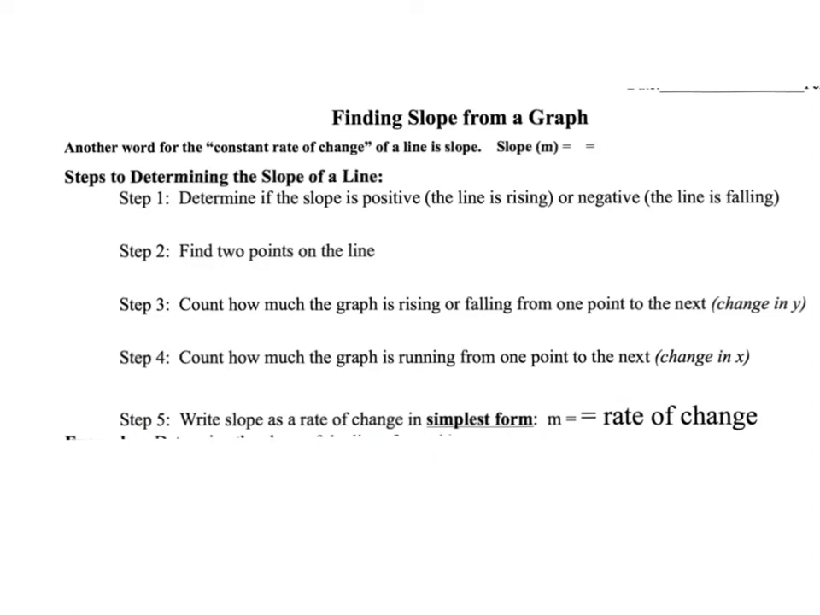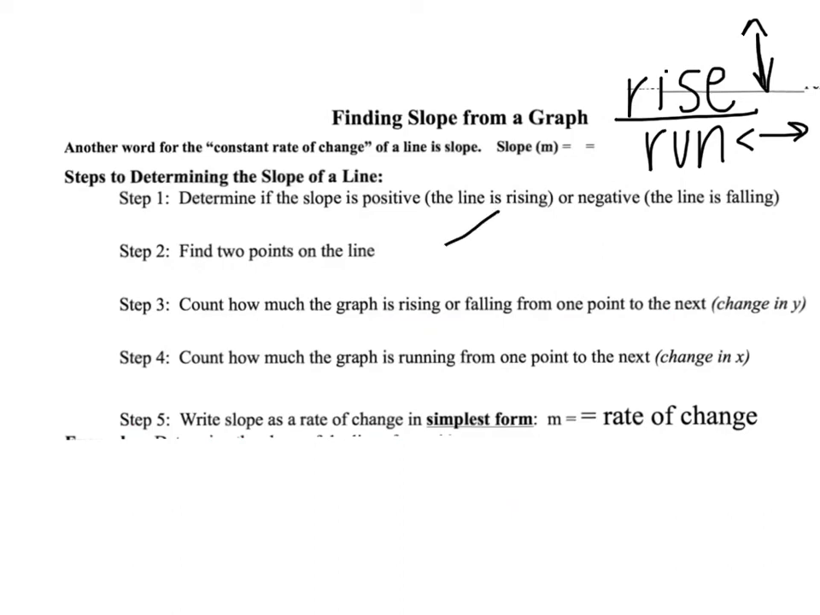So we're going to talk about this constant rate of change, and it's going to be that rise over run. So how far does it rise up in the graph and how does it run? So how much does it go up or down, and then left and right. First you have to determine, is this slope going to be positive? If your graph is rising to the right, it is going to be positive. If your graph is falling, or it's pointed to the left, it's going to be negative.